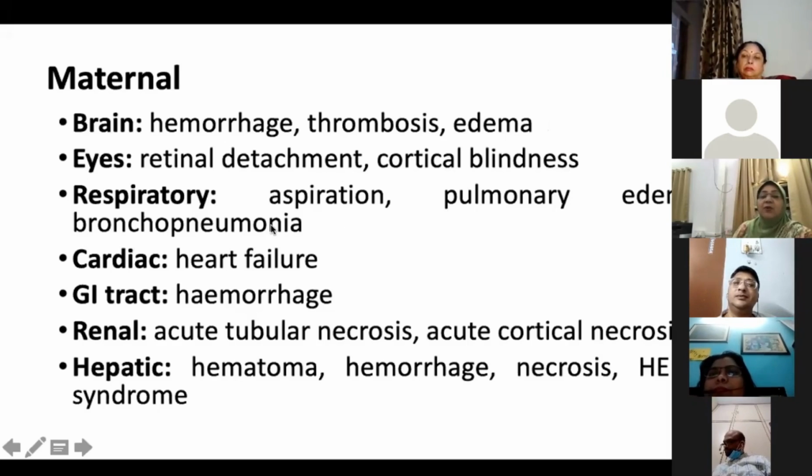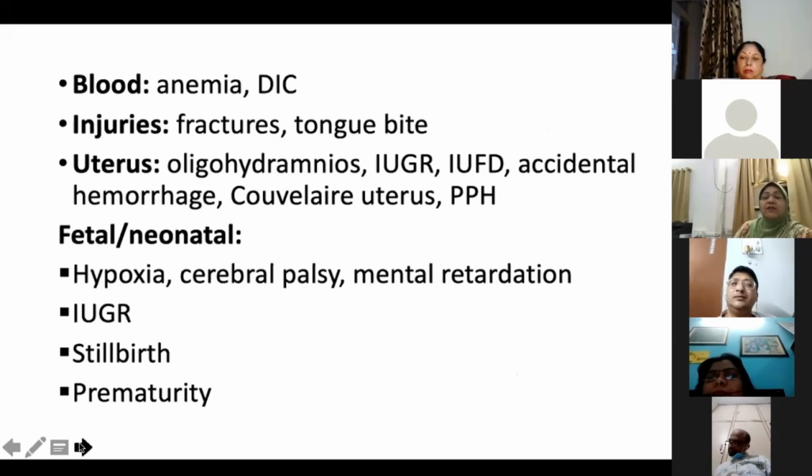Then it may result in bronchopneumonia, cardiac failure, GI hemorrhage, renal damage, as well as in the liver, there may be hematoma, hemorrhage, necrosis, and an entity which is known as HELP syndrome, which again denotes severe type of preeclampsia, eclampsia. In the blood, I told you there is vasospasm. So what will happen? There will be hemolysis. When blood passes through the thin vessels, there will be damage to the blood cells. So there is DIC later on, but initially there will be anemia, hypofibrinemia, and there will be raised fibrin degradation products.